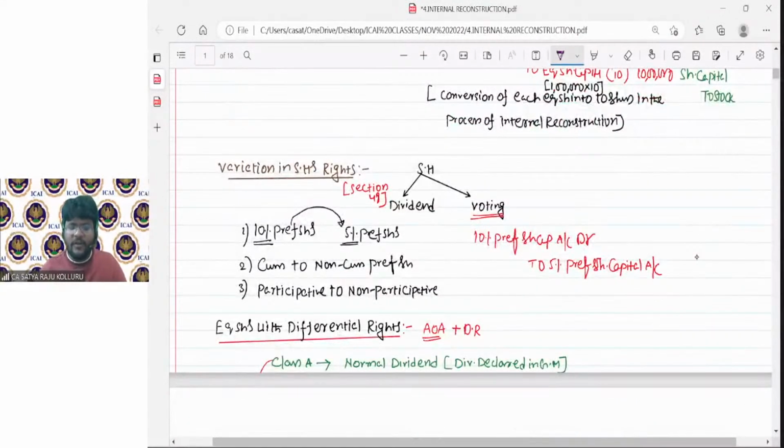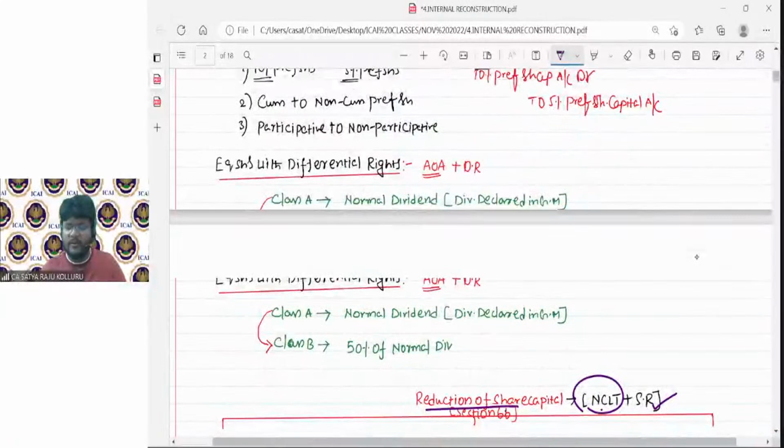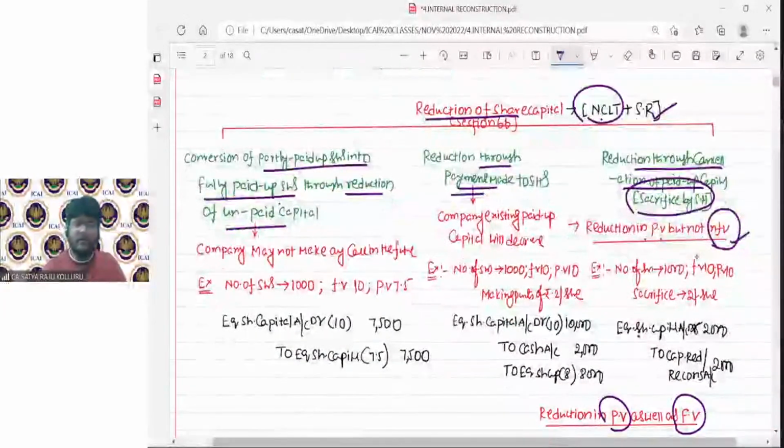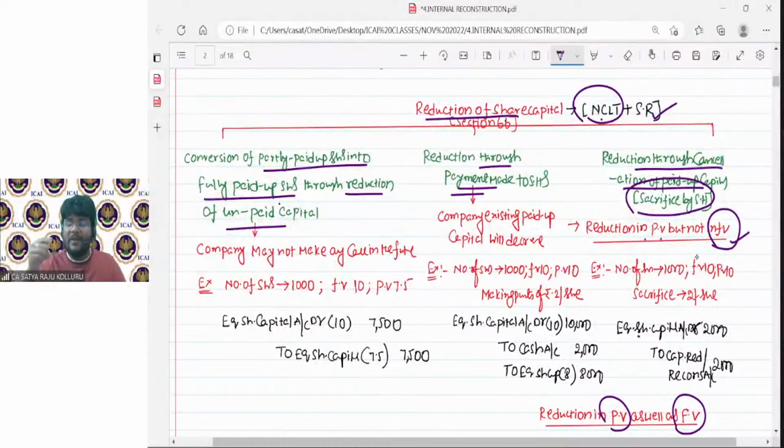Related to variation of shareholders' rights, there may be variation with respect to dividend, variation with respect to voting. Various examples are also given: cumulative to non-cumulative, participative to non-participative, class A to class B in case of equity shares. Reduction of share capital, where we saw conversion of partly paid up equity shares into fully paid up equity shares through reduction of unpaid capital, and reduction through payment to shareholders.